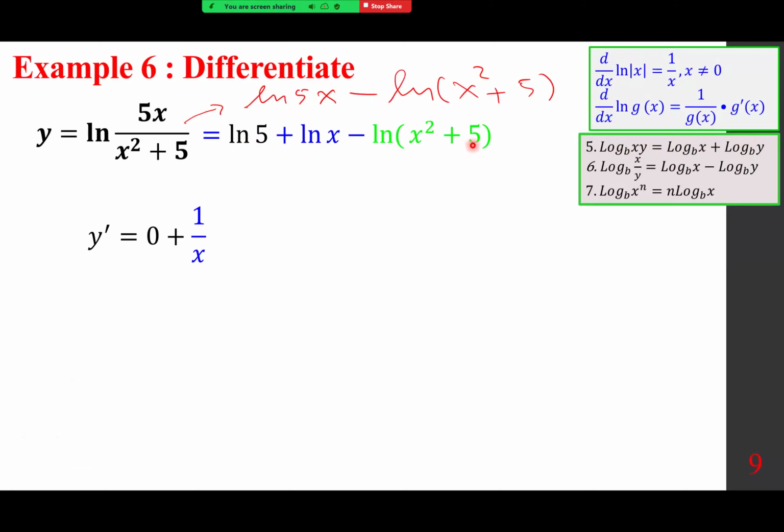Ln of x squared plus 5, we are here. We are going to flip this over. 1 minus 1 over x squared plus 5, and then times, by the chain rule, the derivative of the inside, which is 2x. And again, I'll recommend you always write the formulas that you want to use and then follow that. It goes a lot faster if you do so.